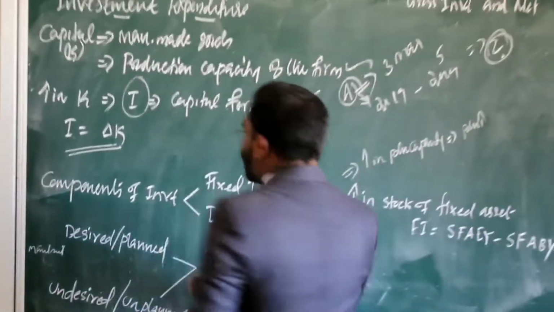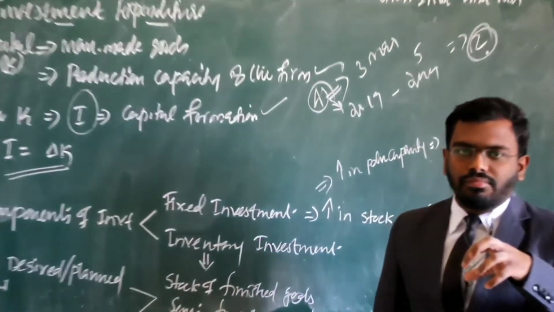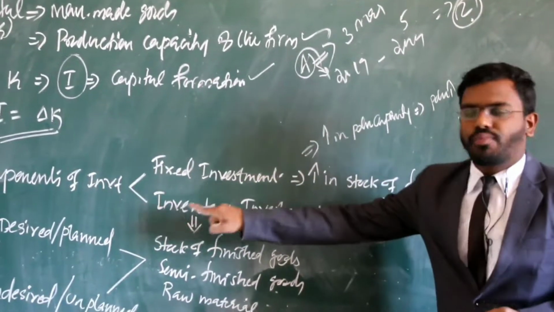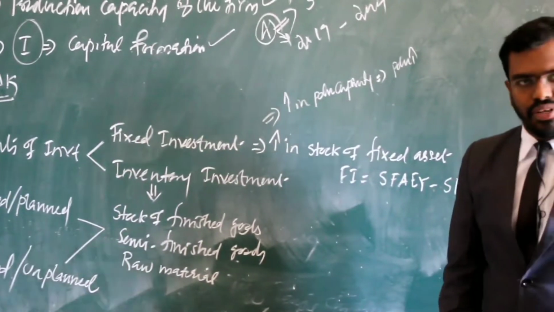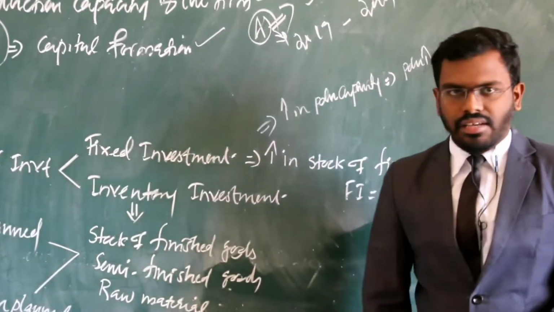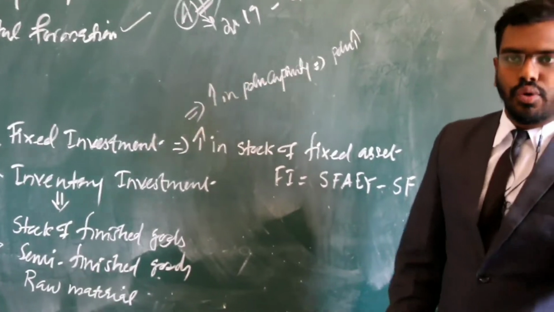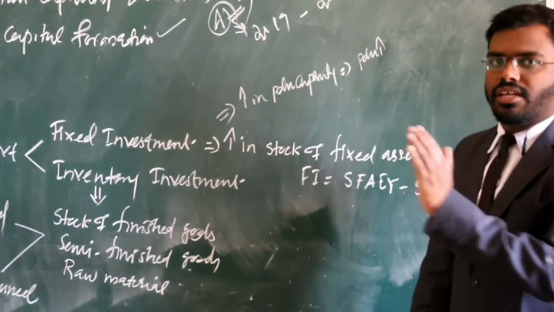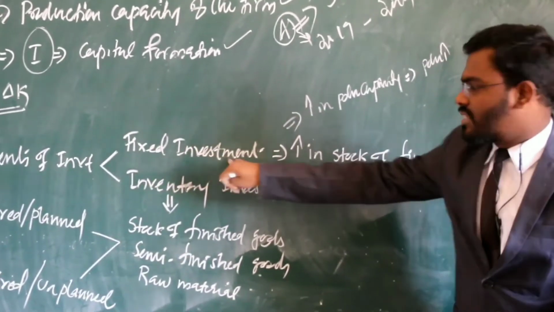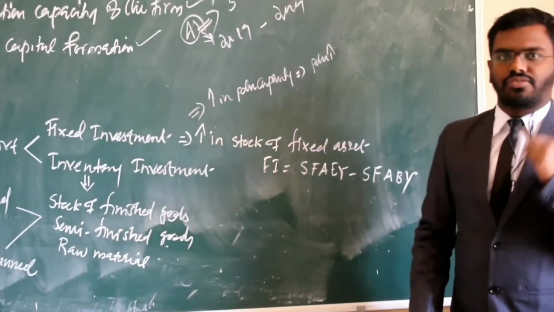Next one, that is components of investment. Investment is divided into 2 types. First one, that is fixed investment. Second one, it is inventory investment. Fixed investment is the simple one, that is if a producer's fixed capital is increased during an accounting year or during a financial year, then that increase in fixed capital is known as fixed investment. Increase in stock of fixed asset.